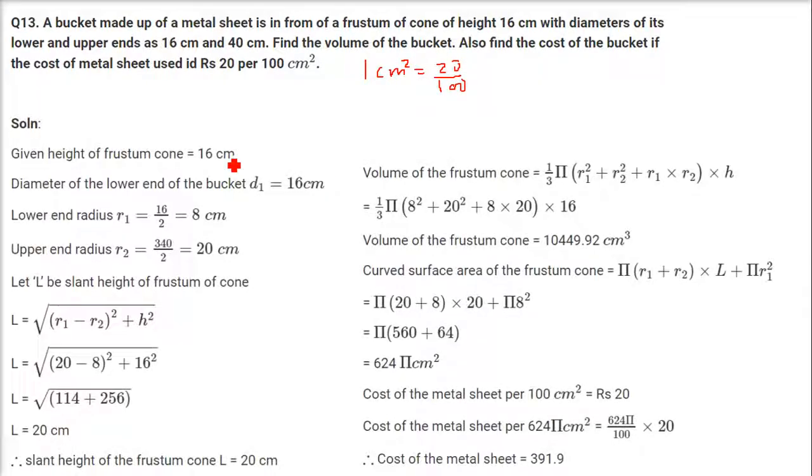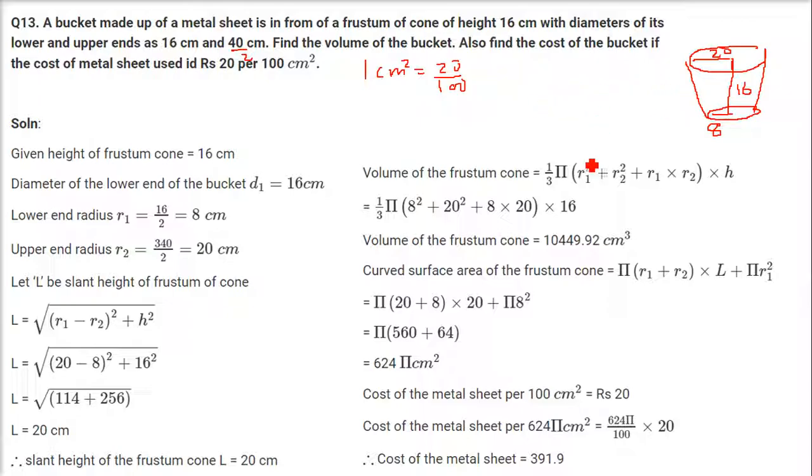Okay. Now, first of all, we have a bucket again. Sheet in the frustum of a cone, height is 16. From here to here it is 16. Diameter of its lower and upper ends: this diameter is 40, so radius will be 20, 40 by 2. This diameter is 16, so it will be 16 by 2, 8. 8 is the radius. Find the volume of the bucket.